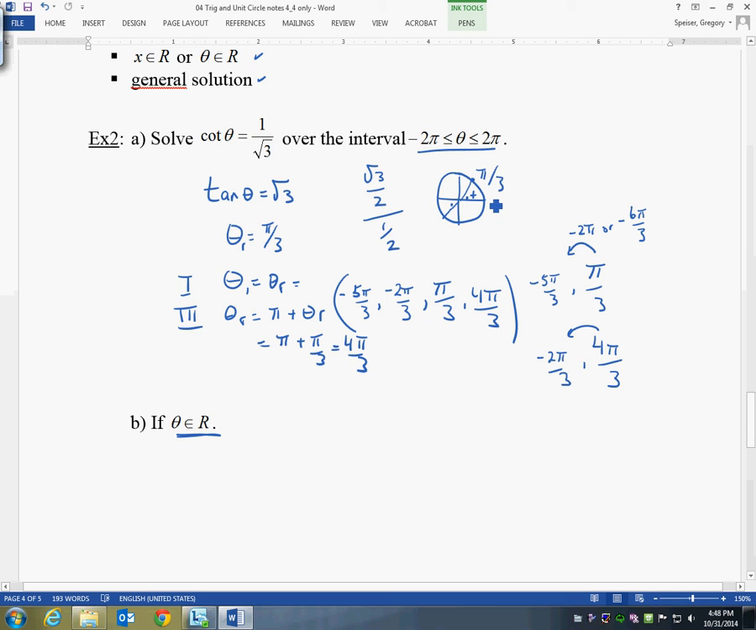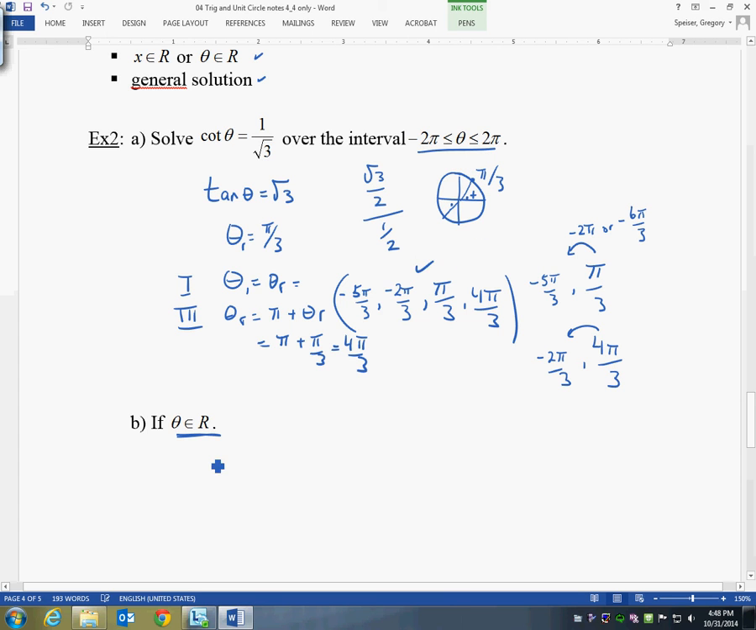So one way I can do it is just working out in the positive direction and then working out in the negative direction, or I can do it more systematically and take my 2 given solutions and either subtract or add 2 pi's as long as it's within the given interval. So those are my 4 answers.